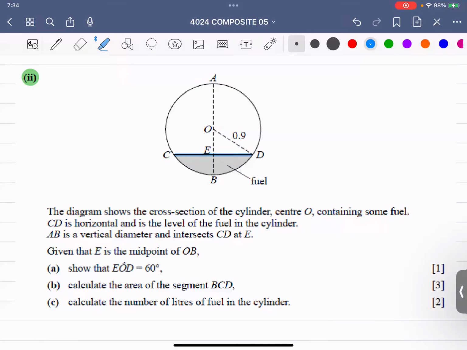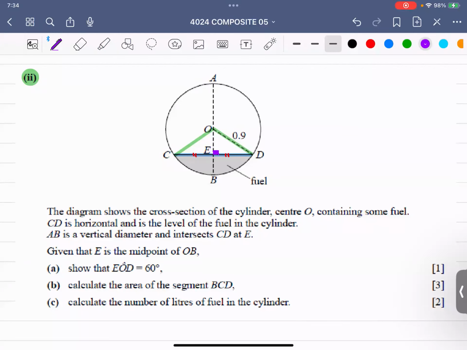Given that E is the midpoint of OB, and what I see is that the radius of the cylinder OD is also there. So if this is OD, OC is also 0.9. And E is the midpoint. Therefore, if E is the midpoint, CE and ED are the same. And it's an isosceles triangle. So therefore, this angle right over here, it's a 90-degree angle. Okay, that is so far so good.